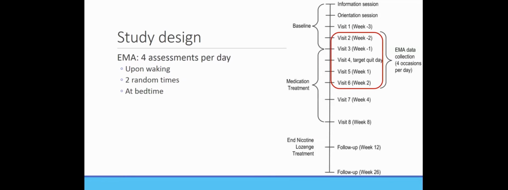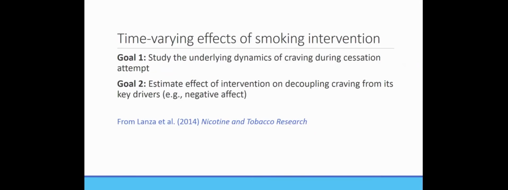And then they also followed up people for up to 26 weeks, and I think even beyond that. The EMA that we're going to be analyzing here, I said they were assessed 4 occasions per day. As soon as they woke up, they initiated a survey. They were surveyed at 2 random times during the day. They were beeped so that they were sampled randomly in time, in space, in their natural lives, and then at bedtime. And this was done every day for several weeks.